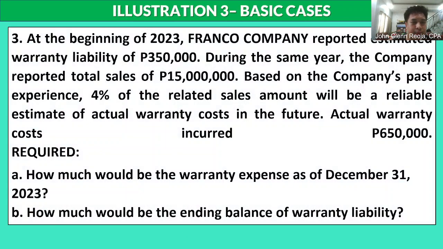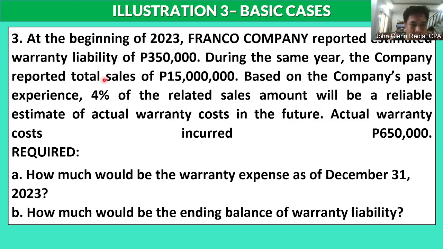Next, illustration 3, again another basic case. How much would be the warranty expense as of December 31, 2023, and how much will be the ending balance of warranty liability? Let's read. At the beginning of 2023, Franco Company reported estimated warranty liability of 350,000. Then, during the year, the company reported total sales of 15 million. Based on the company's past experience, 4% of the related sales amount will be a reliable estimate of actual warranty costs. So, this is again an estimation.